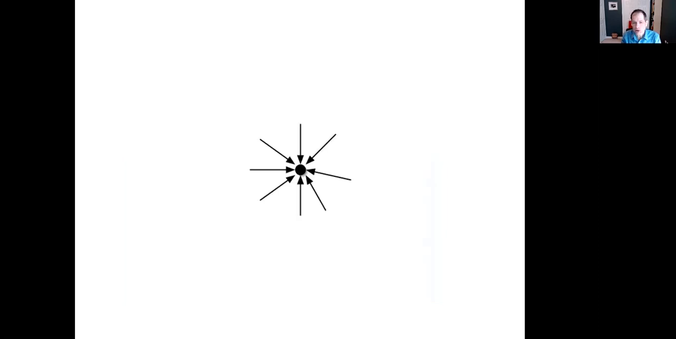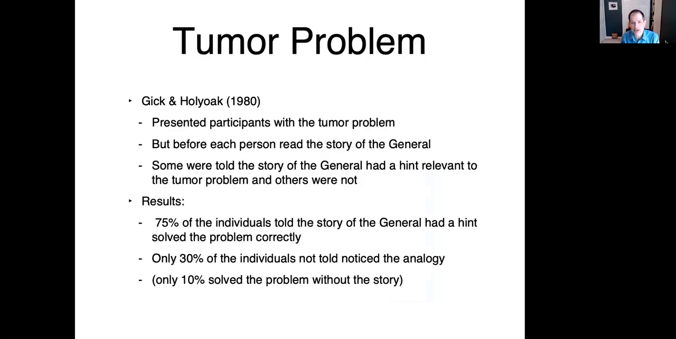So what Jick and Holyoake found is when they presented subjects with this tumor problem, only about 10% were able to solve it initially. But some subjects read the story of the general first. And some of them, too, were told that it was a hint.